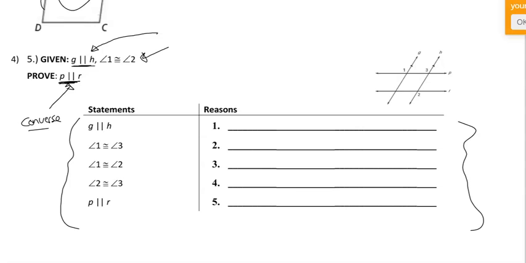G is parallel to H. How do I know G is parallel to H? Freebie points. Given. Okay. Now, how do I know 1 is congruent to 3? Well, 1 is congruent to 3 because they are corresponding angles. So the corresponding angles theorem says that. And I can use the corresponding angles because I've already talked about the fact that these are parallel. You have to state they're parallel before you can use the theorems. Now, how do I know that 1 is congruent to 2? Given.